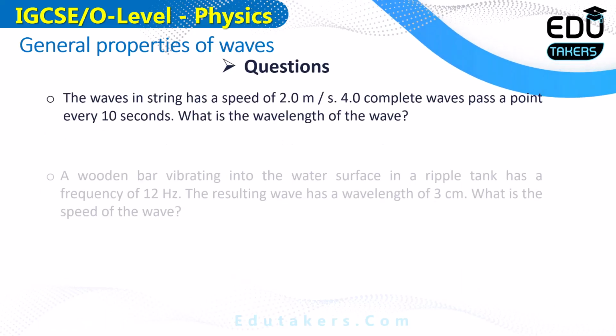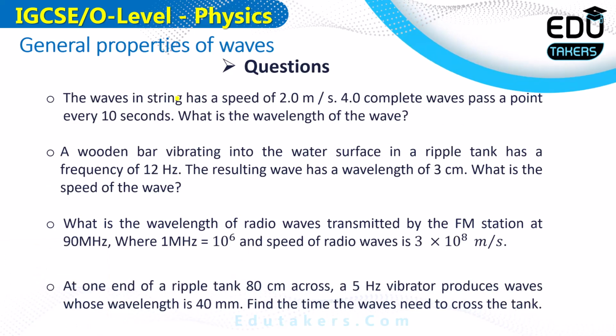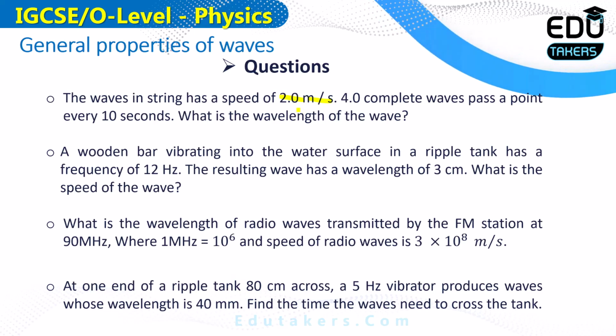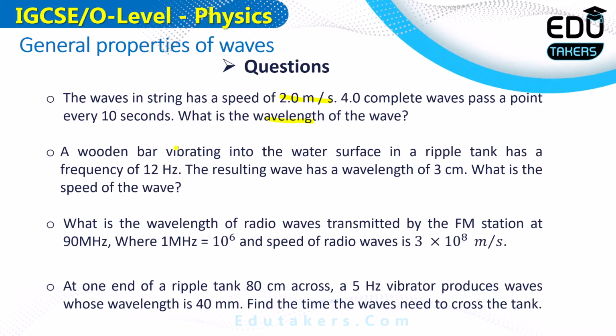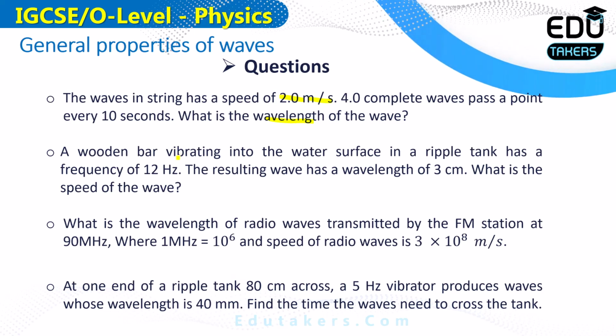Here are some questions for your practice. Let's see question number 1. The waves in a string have a speed of 2.0 meters per second. 4.0 complete waves pass through a point every 10 seconds. What is the wavelength of the wave? So basically here you are given the speed and the total number of waves that are passing through a point in 10 seconds. You have to calculate the wavelength of the wave.